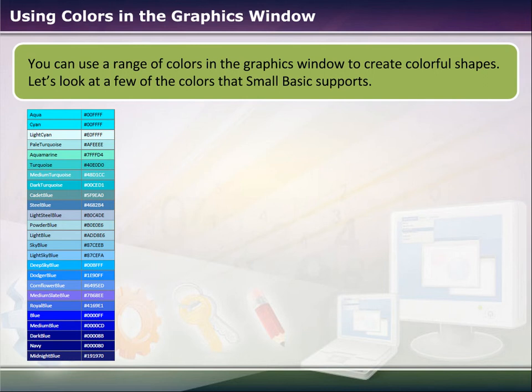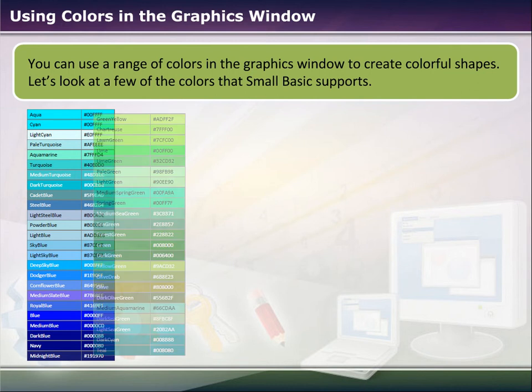There's a wide range of colors in the graphics window to create colorful shapes. Let's look at a few of these basic ones. So aqua, cyan, light cyan, pale turquoise, those are all the colors that we can choose from as they are programmed.